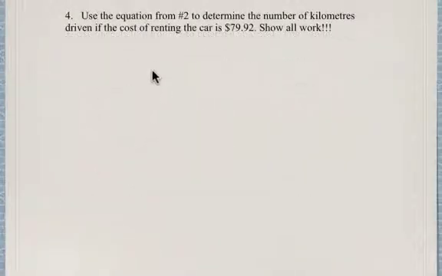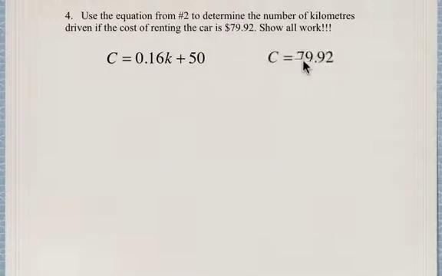The next question, you're asked to determine the number of kilometers driven if the cost for renting the car is $79.92. And we write our equation again, and remember that C is cost, and we're given that the cost is $79.92, and we're asked to find the number of kilometers driven, which is K. So we sub in C equals $79.92. All we've done is replaced C with the $79.92.